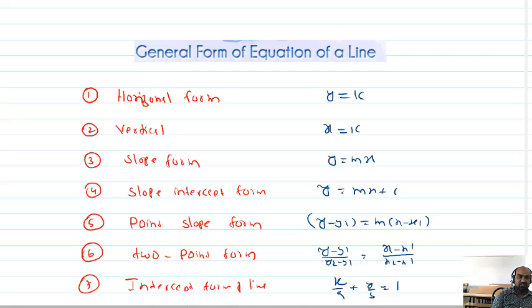These are 7 different forms of a straight line. Among these 7, this is very important. This is actually the normal form, the intercept form of a straight line. Everything I explained. So the next, 8th form, is the general form of a straight line. What is the meaning of that? I will explain the general form of a straight line.